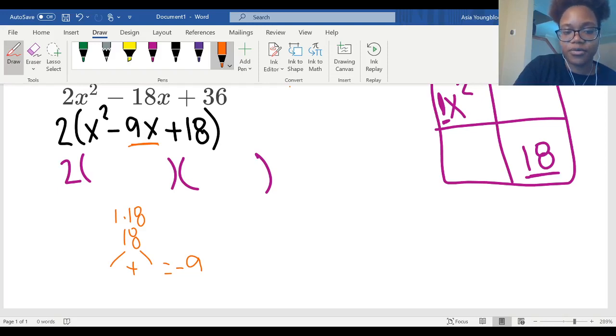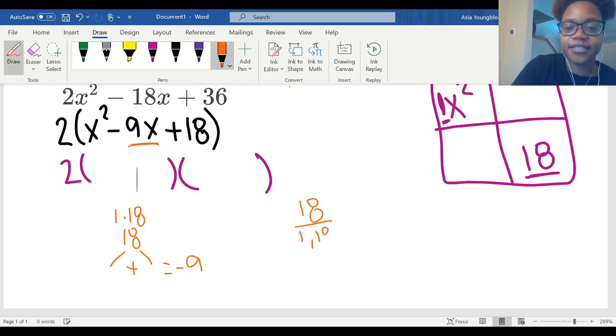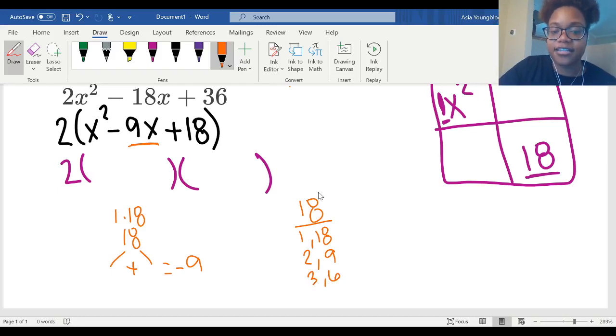So over here, I'm going to review the factors of 18. Those are the numbers that multiply to equal 18. So we have 1 and 18. We have 2 and 9. 3 and 6. And that's it. 18 divided by 4 is a decimal, and 18 divided by 5 is a decimal. So we have ensured that we have all the factors of 18 to consider.